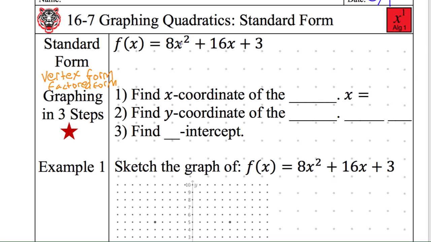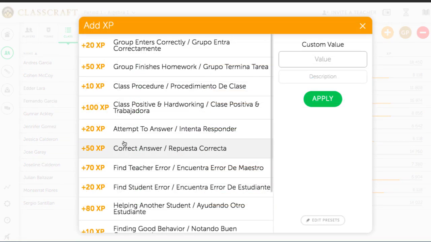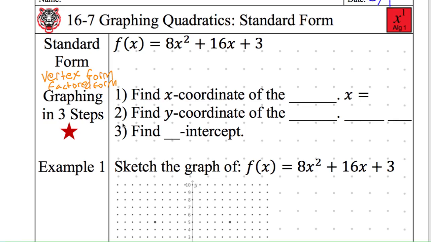Which one of these numbers is the y-intercept? Can anyone find it? Julian? Good guess. F of x is the same thing as saying y equals. It's just another way of saying that. Good guess. You still get XP though, Julian, and I still get your card. Where's the y-intercept? Jessica. 3. There it is.